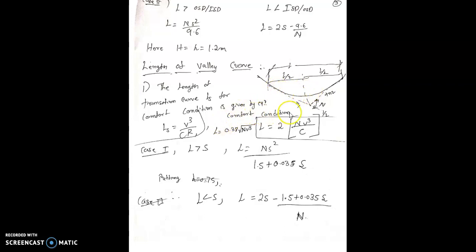For the comfort condition, we have to calculate the length of valley curve. Here L is equal to 2 into root of N V cube divided by C. C is the centrifugal acceleration.